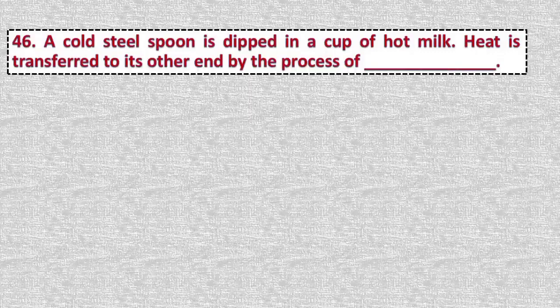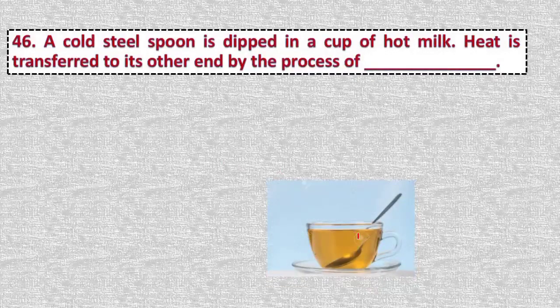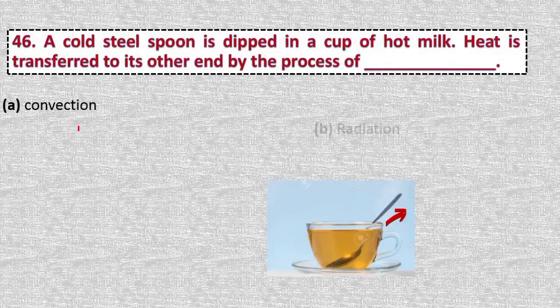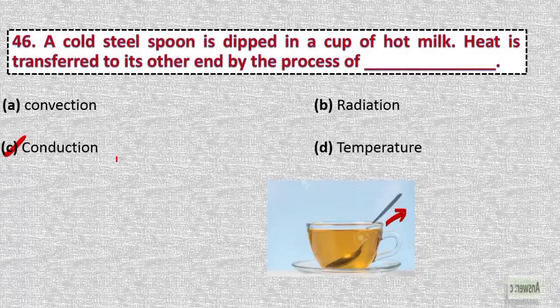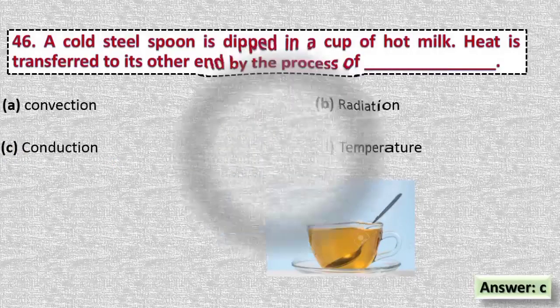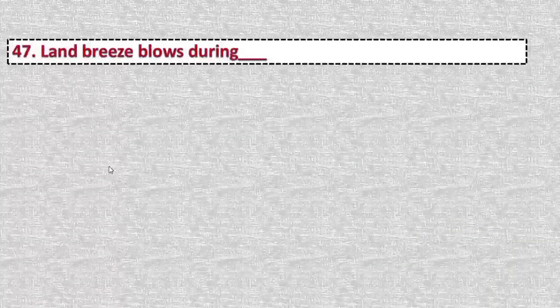A cold steel spoon is dipped in a cup of hot milk. Heat is transferred to its other end by the process of dash. Heat will move to the other end of the spoon by the process of conduction because a spoon is a solid material. The correct answer is option C, conduction.